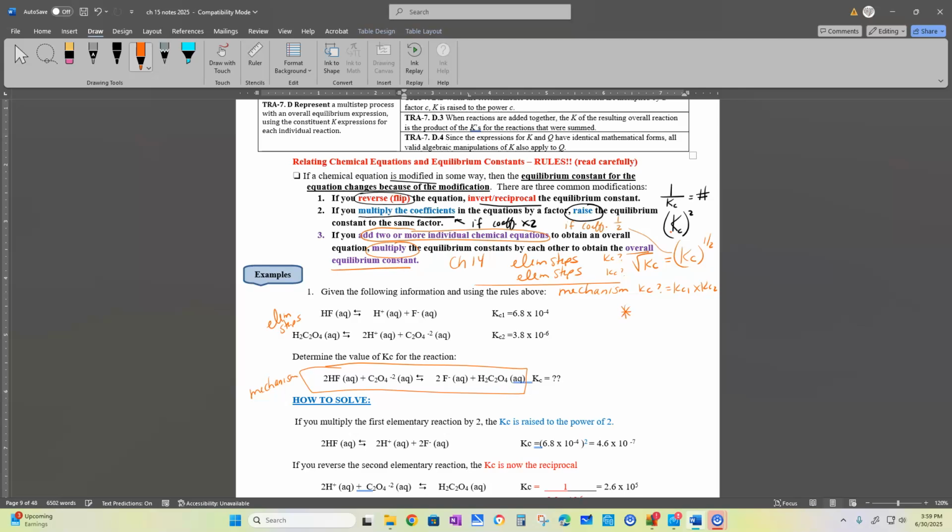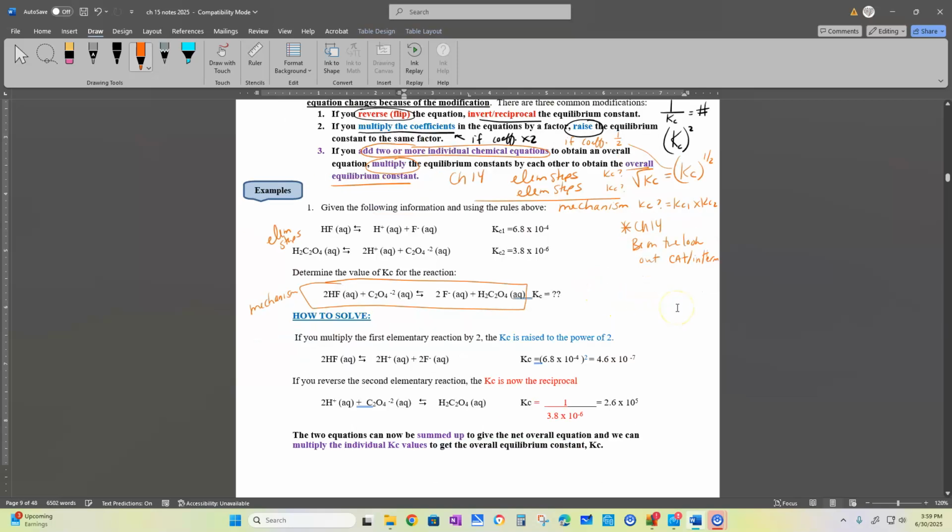I'm just going to make a note here from chapter 14. Be on the lookout for catalysts and maybe intermediates. All right, so the name of the game is this. I always like to figure out first, do I need to flip any equations? Because the name of the game for mechanisms is I've got to get the chemicals that I need on the right side. So right here, I have my HF, and I have them where I want. So I know I don't want to flip this first one.